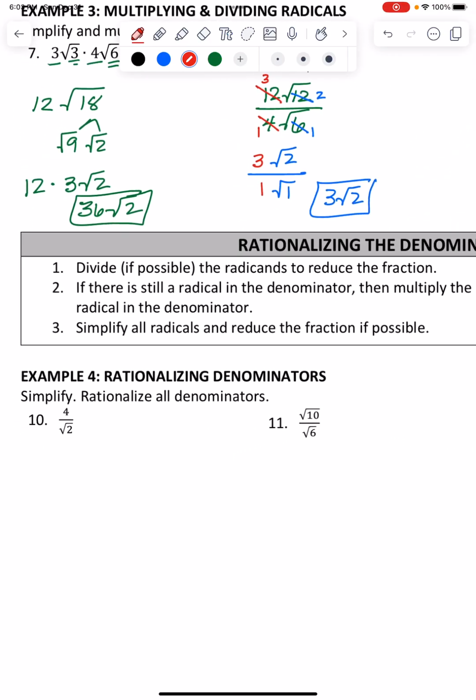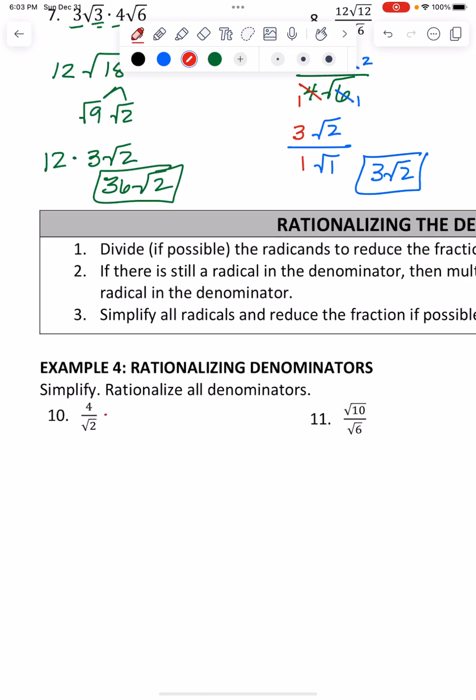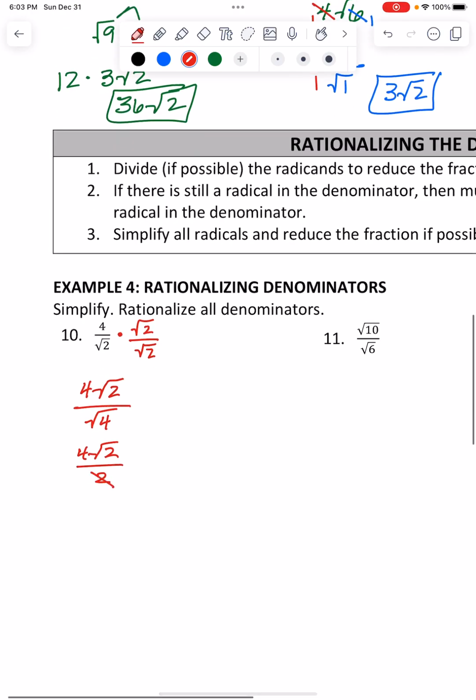So what we do is we multiply by the radical that's in the denominator. So multiply the top and the bottom by the radical in the bottom. So the numerator becomes 4 square root of 2 over square root of 2 times square root of 2 would be square root of 4. And the square root of 4 is 2. And then now that we've done that, we can actually divide those out and say 2 square root of 2 over 1 is just 2 square root of 2.